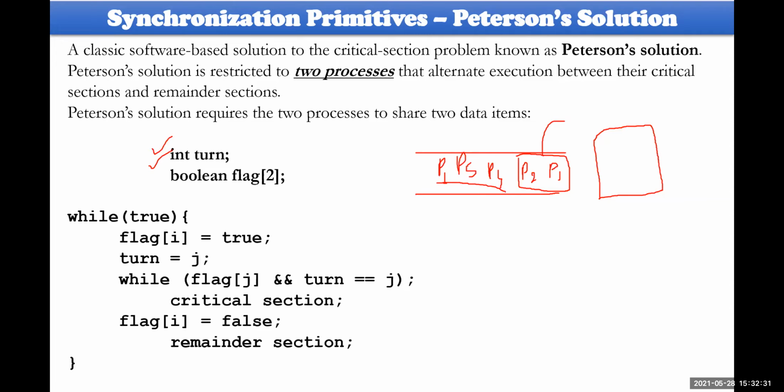If turn equals process one, yes, process one is trying to enter into the critical section. While turn equals process one, flag of process two must be false. False in the sense that it is not interested to enter into the critical section at that particular point. Look at this: flag of i equals true, and the next turn is given to j. Next turn, not right now. Next turn will be taken by j.